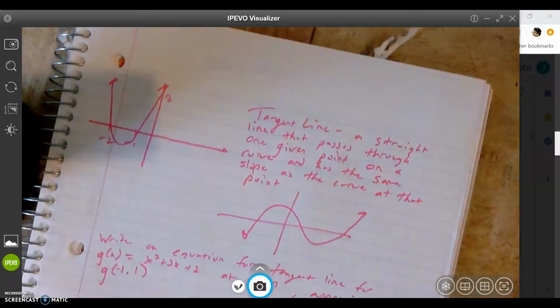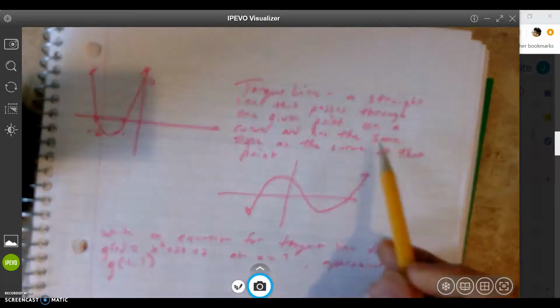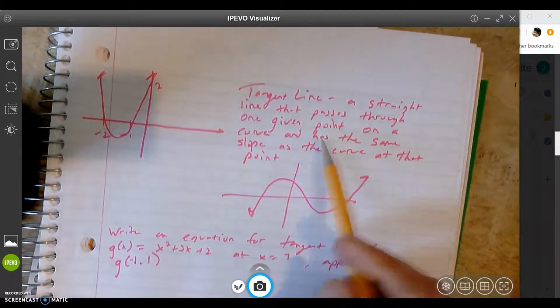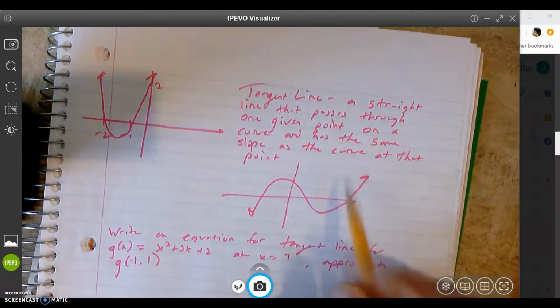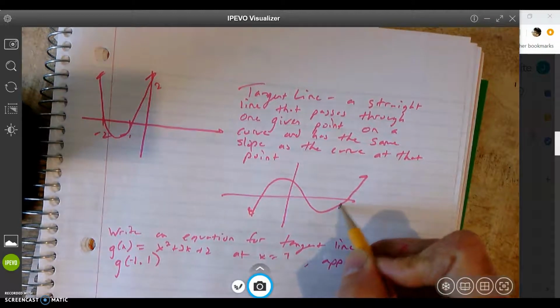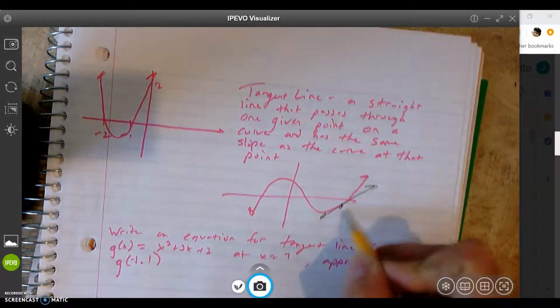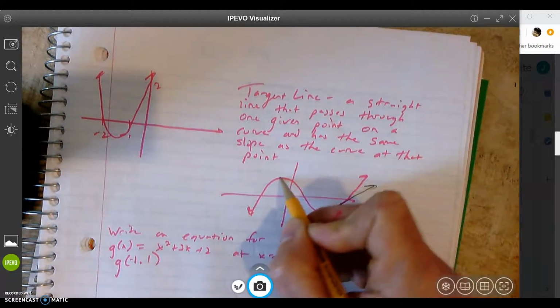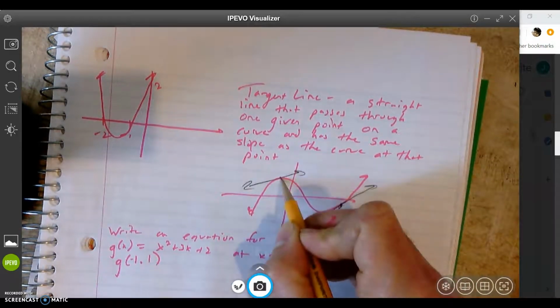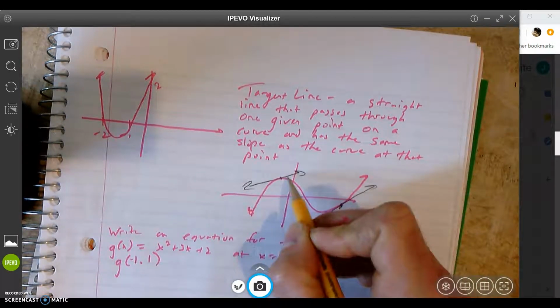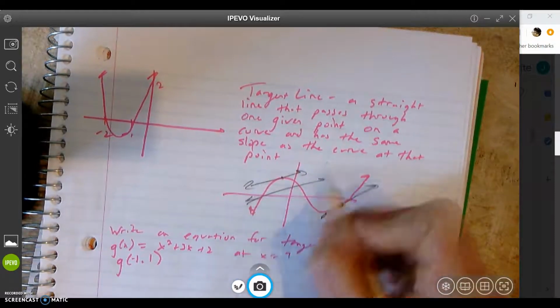Here are my notes. So essentially, a tangent line is a straight line that passes through a given point on a curve and has the same slope as that curve. So here is a tangent line. It touches that one point. Here is a tangent line because it touches one point. So it's a line. The secant line touched 2. This is a secant line.